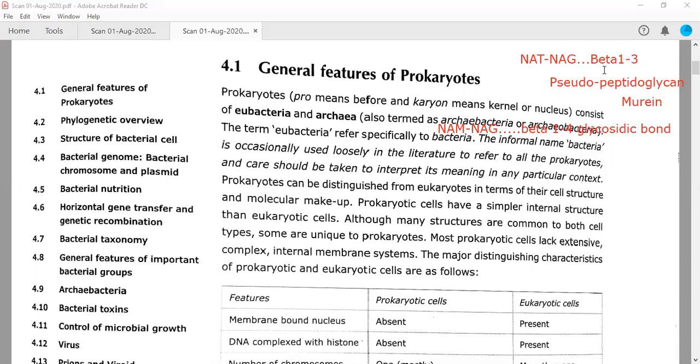Whereas because the archaea is having a beta-1,3 glycosidic bond, it is resistant to the lysozyme. It cannot be cleaved with the help of lysozyme, because this also has a different component, not NAM here, this is NAT, N-acetyl talosamine uronic acid, instead of N-acetyl muramic acid. So there are differences between archaea and bacteria in terms of their lipids, in terms of their cell wall, and therefore they have been classified under two different domains of life. One is called archaebacteria, one is called eubacteria.